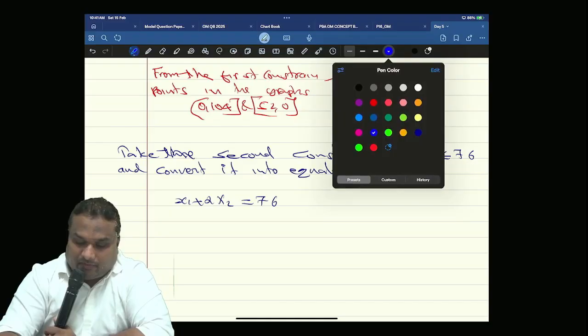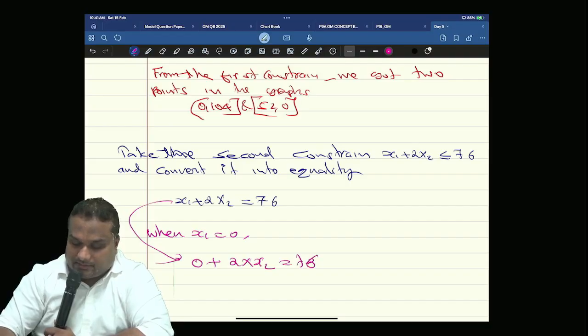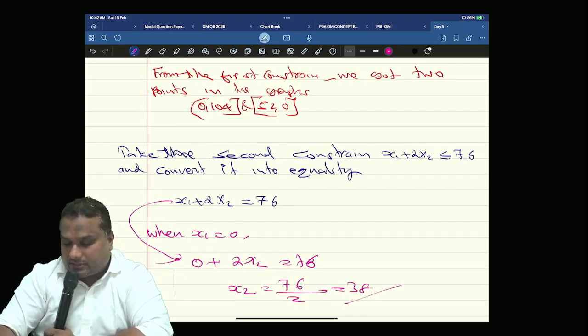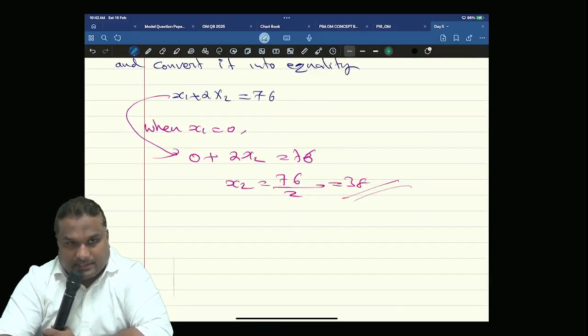On the bottom you write, when x1 equal to 0, we have 0 plus 2x2 equal to 76. That means 2x2 is equal to 76, so x2 is equal to 76 by 2 equal to 38. Deal or no deal?